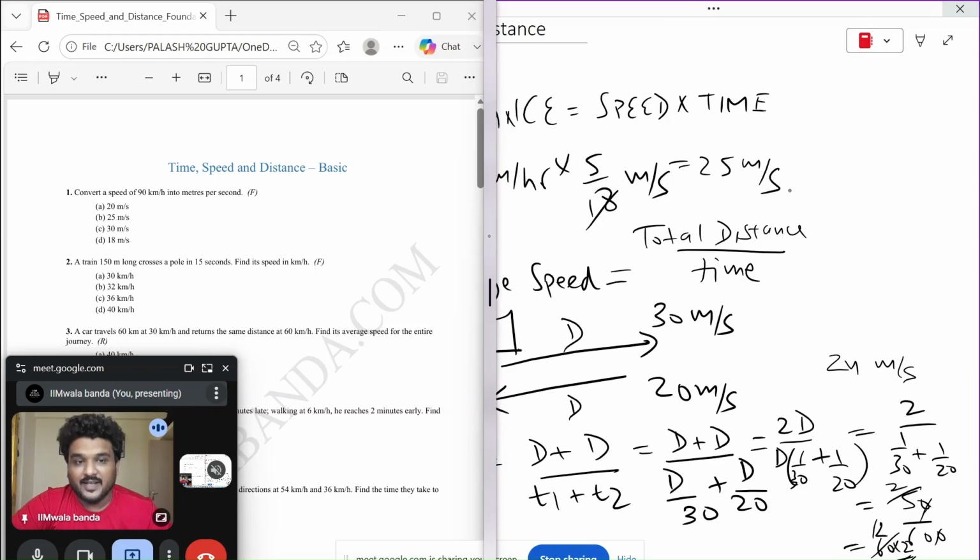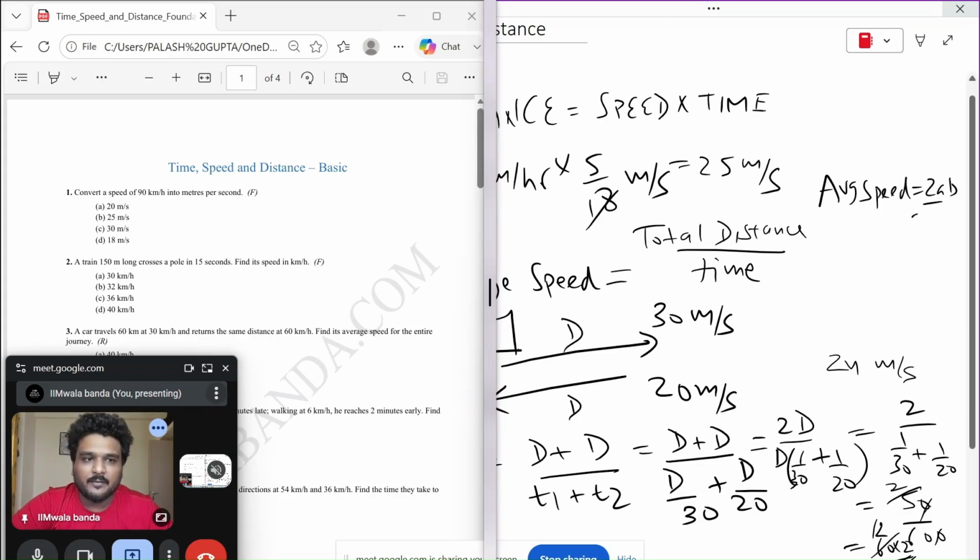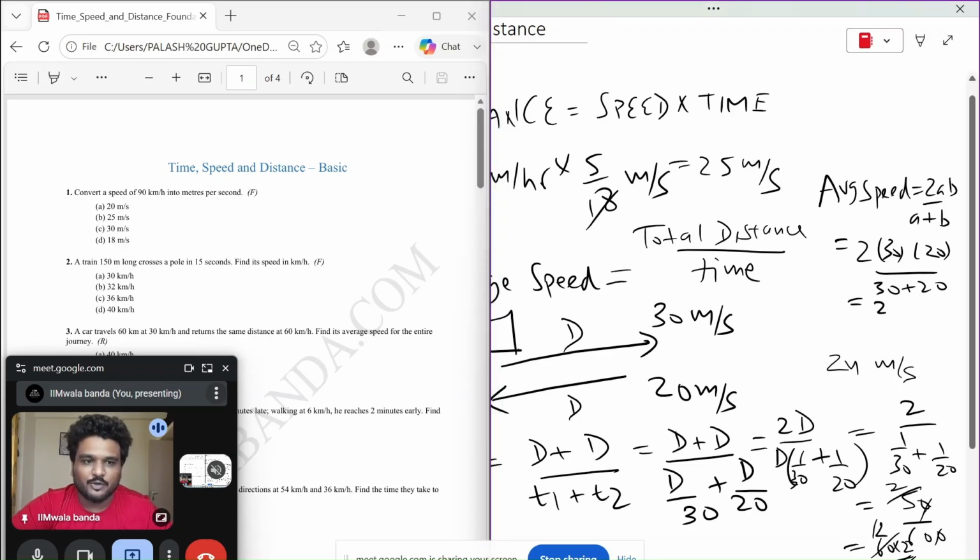So for these special type of cases, it's basically average speed is 2ab upon a plus b, which we almost derived here, because if you solve it in this way, you will see that 30 into 20 will go into the numerator, and in the denominator it will just be 30 plus 20. So in this case it will be 30 into 20 upon 30 plus 20, and when you solve it you will come to the same conclusion, 24.